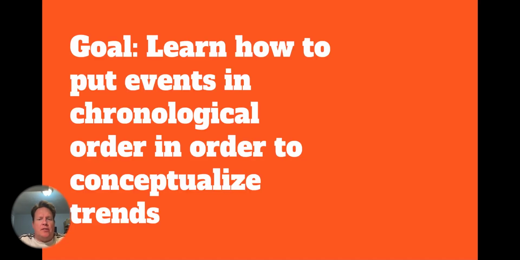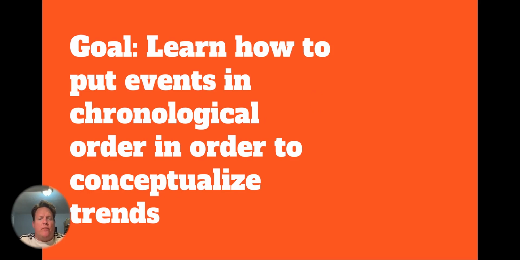So our goal with this lesson is to learn how to put events in chronological order. This is important so we can conceptualize trends. Although it may not seem important to know historical dates, the reality is that understanding the order of things helps us understand the when and why of history. So we're going to put events in chronological order, but we're also going to get a better understanding of how and why things occurred based on that order.